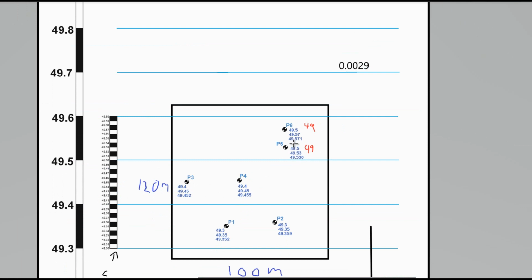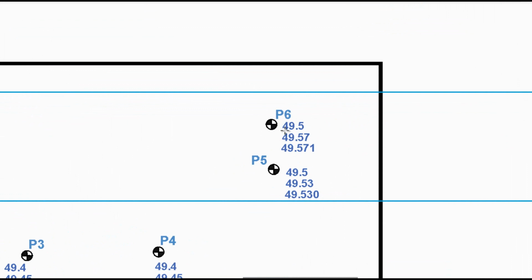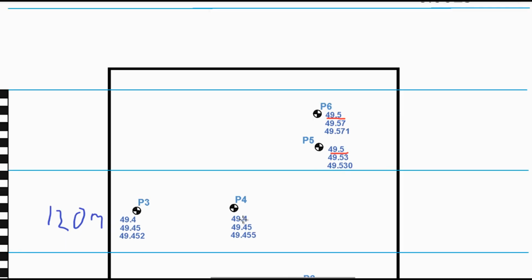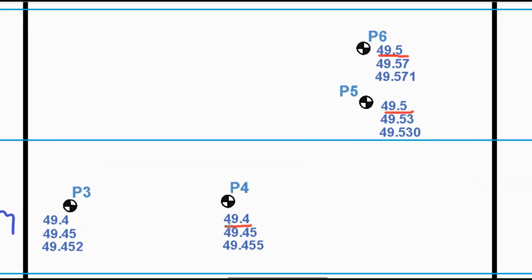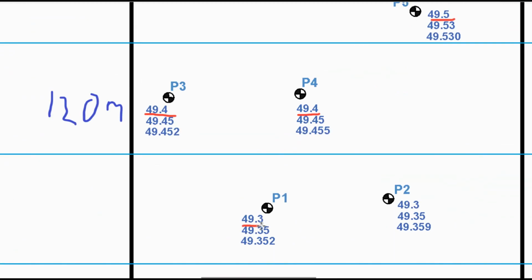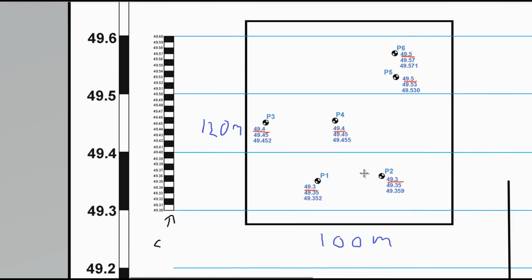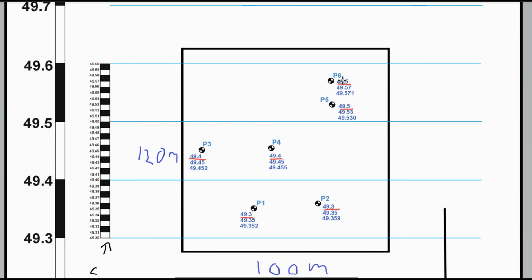Now let's think about what happens if we take just the decimetric precision. For that one, the first number is going to be 49.5. In this case it is going to be 49.4, 49.4, 49.3, and 49.3. That's because this number is in this range. The second number, 49.4, is in this range. That's for the decimetric precision, and that one is in this range.